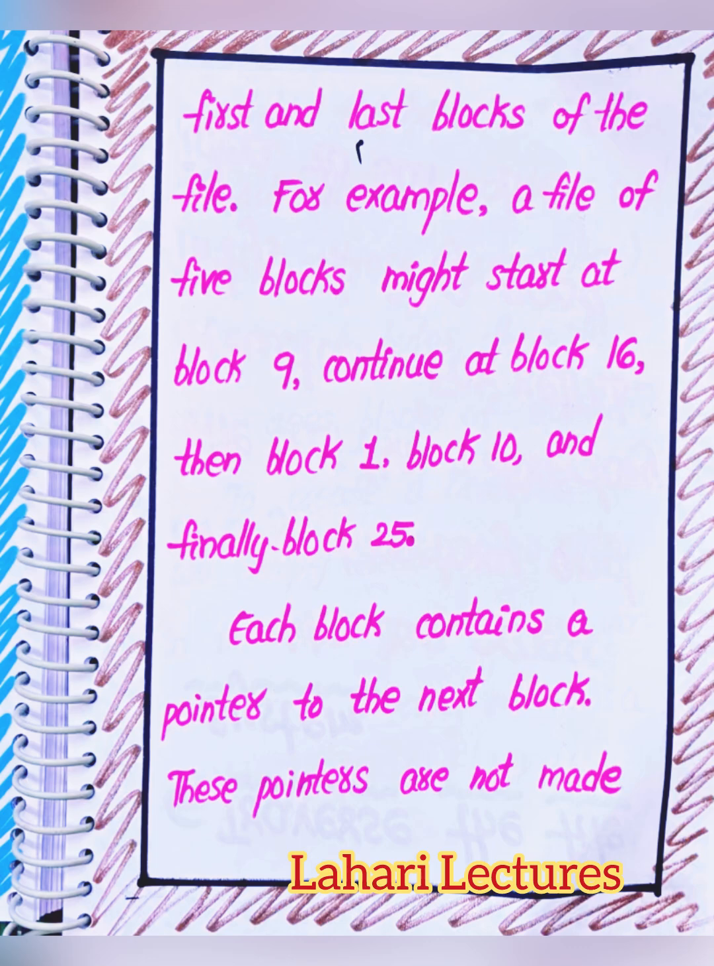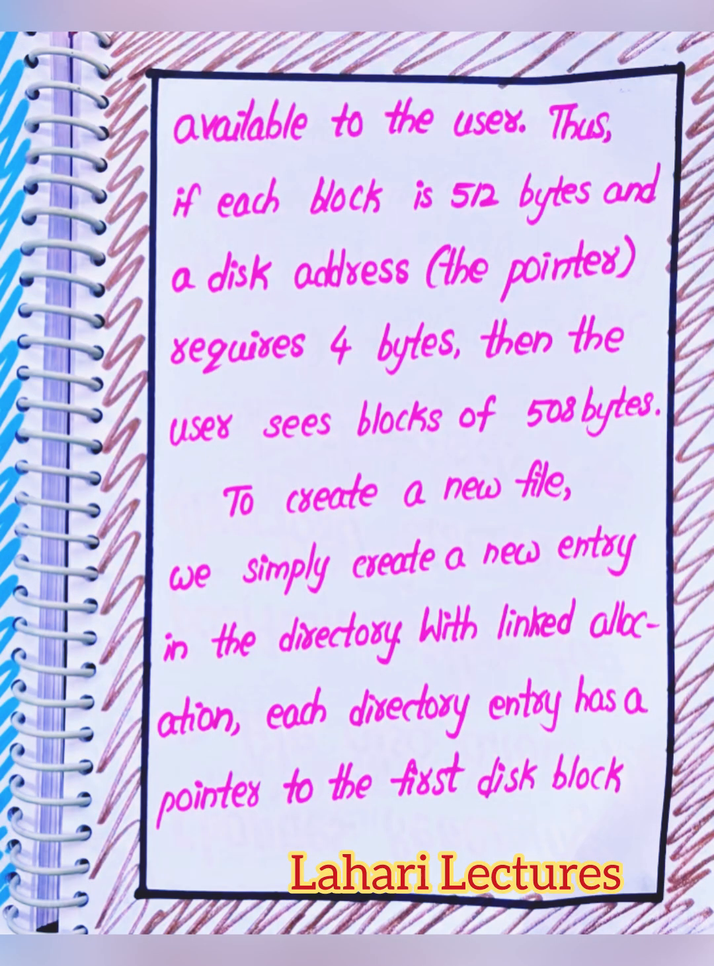For example, a file of 5 blocks might start at block 9, continue at block 16, then block 1, block 10, and finally block 25. Each block contains a pointer to the next block. These pointers are not made available to the user. Thus, if each block is 512 bytes and a disk address, the pointer, requires 4 bytes, then the user sees blocks of 508 bytes.